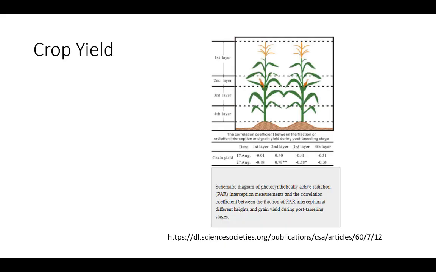Crop yield modeling is often done with radiation, because we know there's a relationship between the amount of radiation that plants absorb and the amount of carbon that they fix from the air. And of course, that affects the yield and growth. So a lot of crop models work by modeling the amount of radiation that the crop absorbs and then converting that into carbon and then allocating that to different parts of the plant to simulate growth.